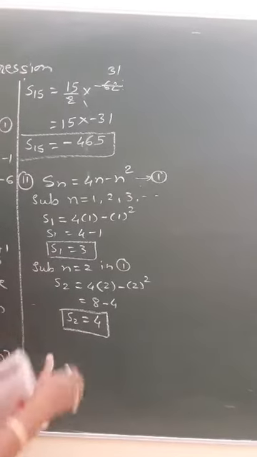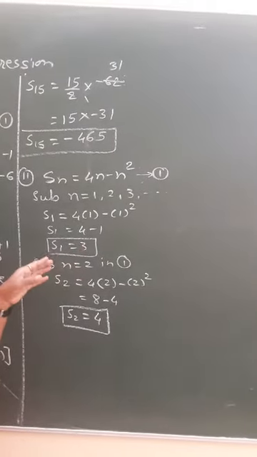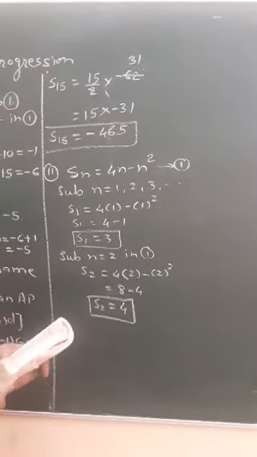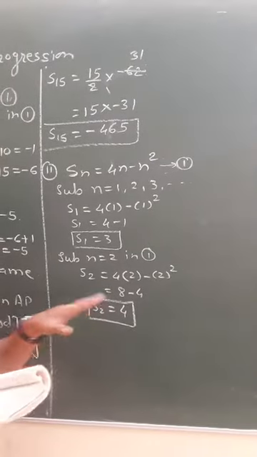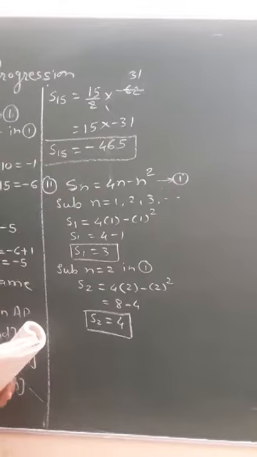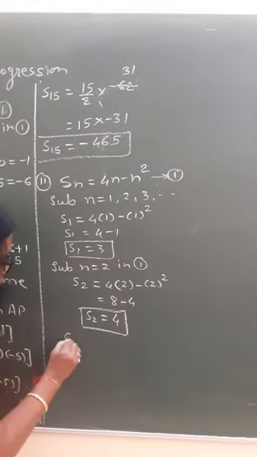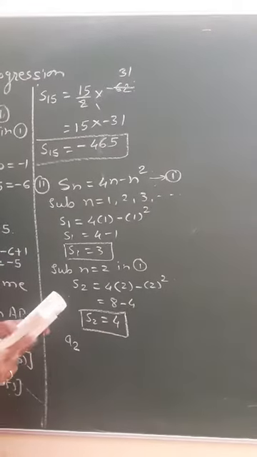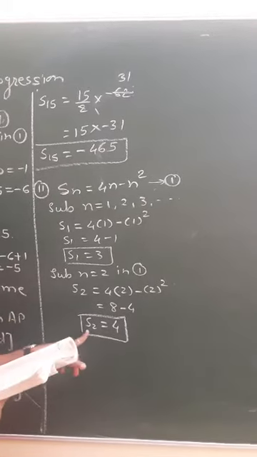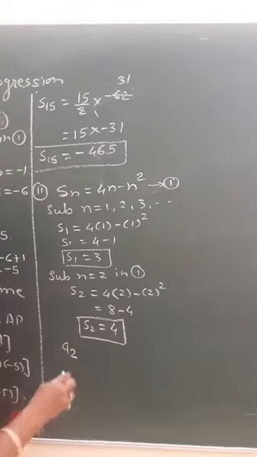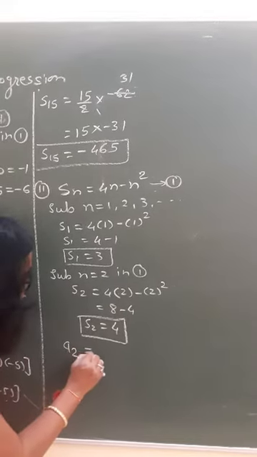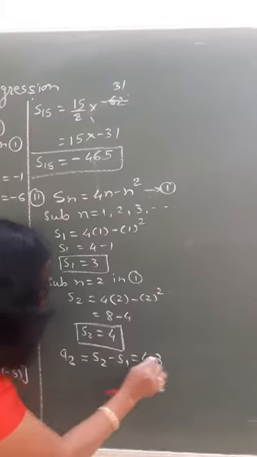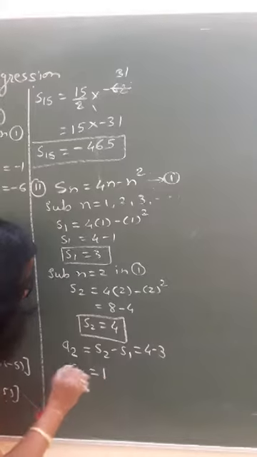When we are saying S1 is equal to 3, the sum of the first term is S1 only. But if I want to find what is the sum of the first two terms, S2, that is 4. Okay, what is the sum of first two terms? S2. Next, what is the second term? Second term A2 we have to find, and the formula for A2 is nothing but S2 minus S1, which is equal to 4 minus 3, and we will get here A2 is nothing but 1.